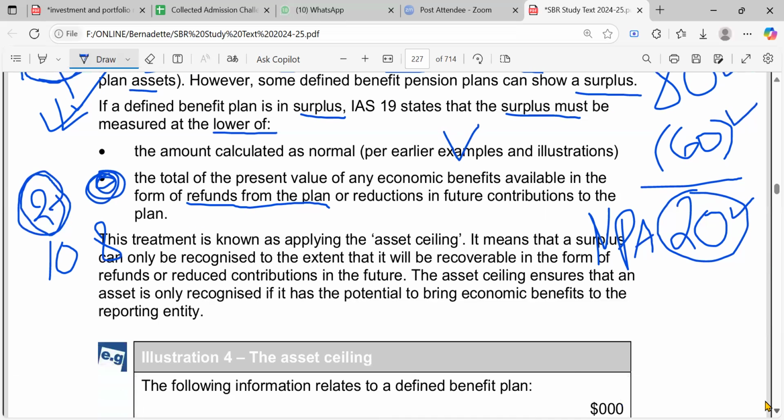Okay, so here we are told this treatment is known as applying the asset ceiling. It means you are trying to fix the maximum figure. We shouldn't go beyond a certain amount. You're trying to place a cap, which means that a surplus can only be recognized to the extent that it will be recoverable in the form of refunds or reduced contribution. It's like we have tried to place an impairment in itself, right? Impairment compares the carrying amount against the recoverable amount, and we measure at the lower of carrying amount and recoverable amount.